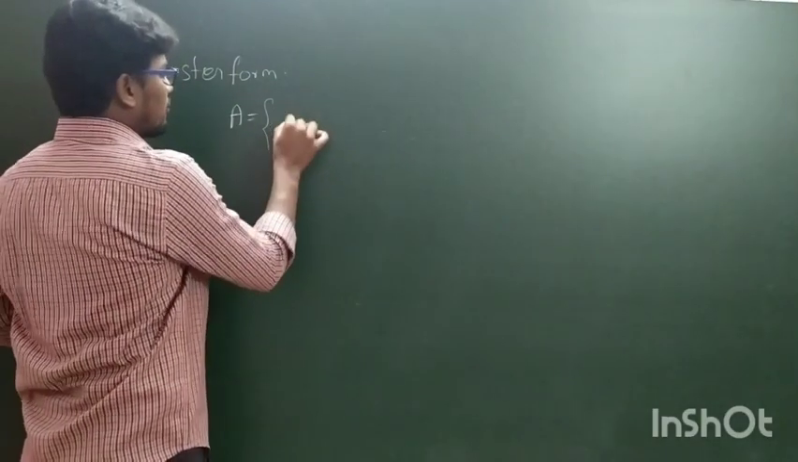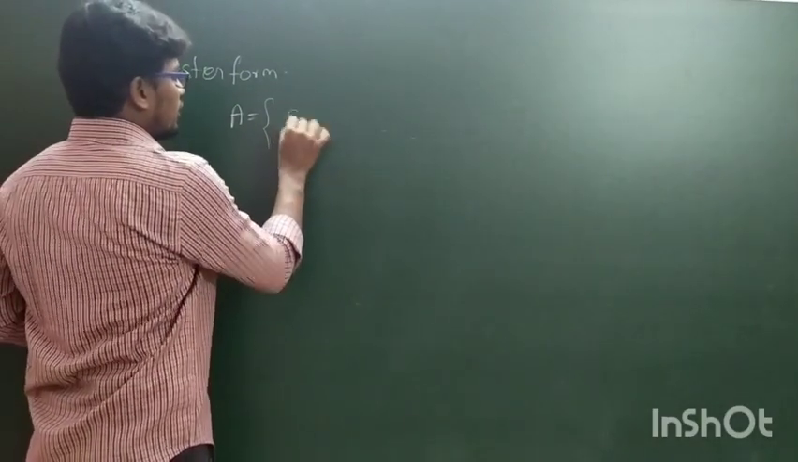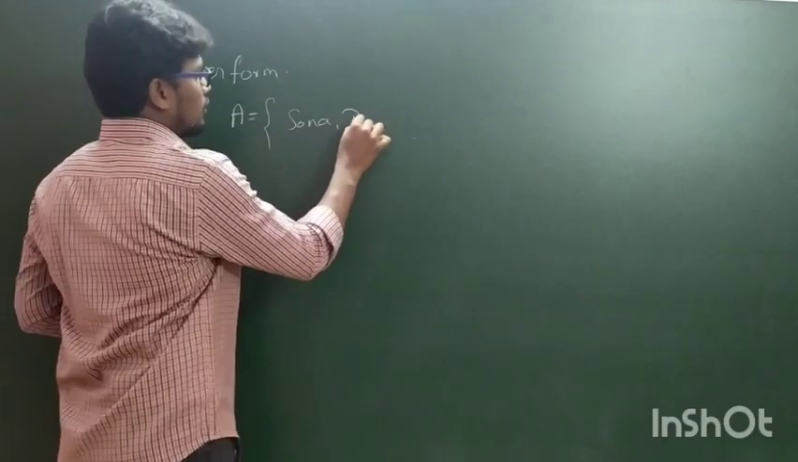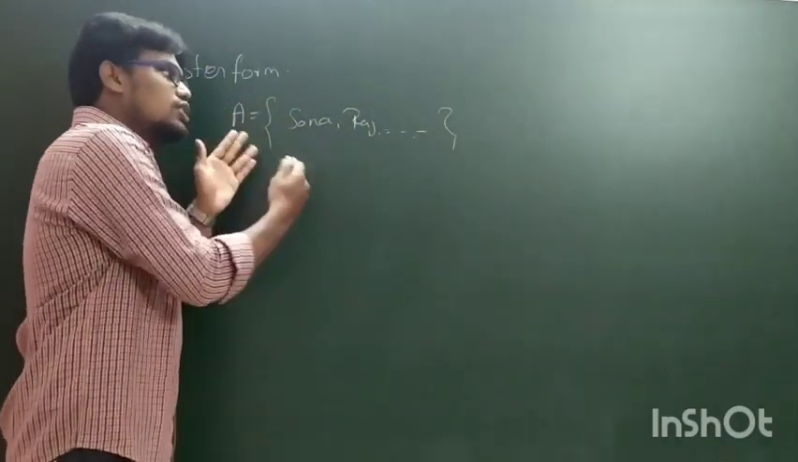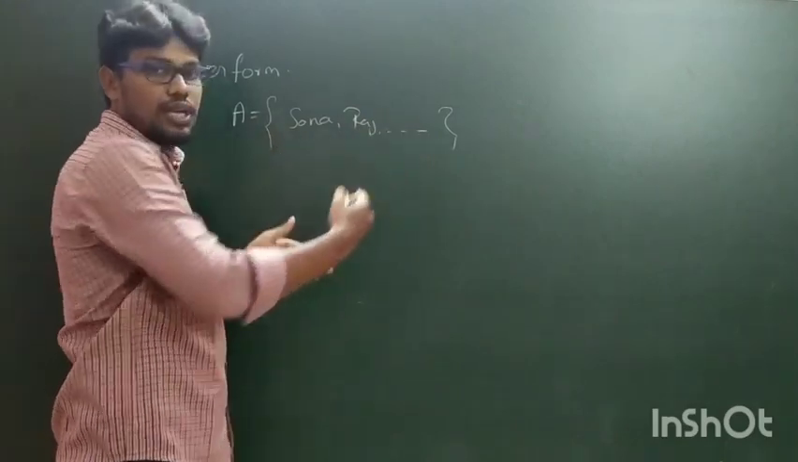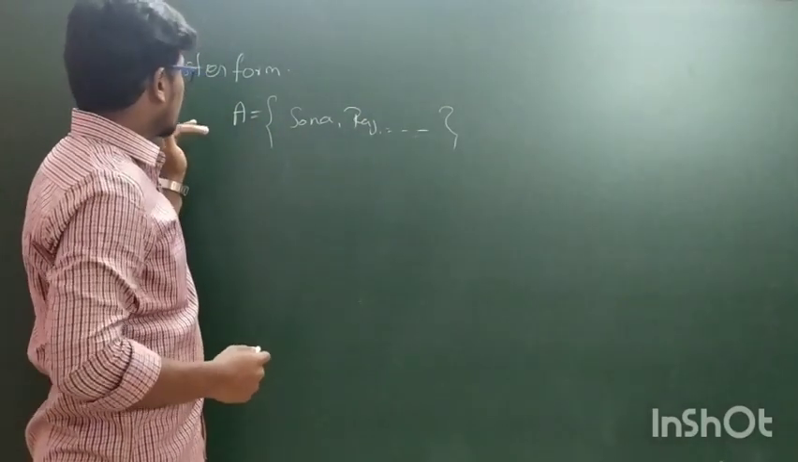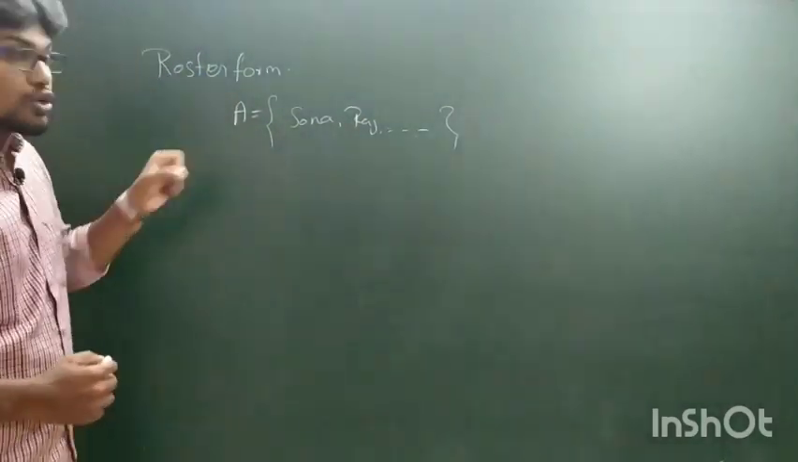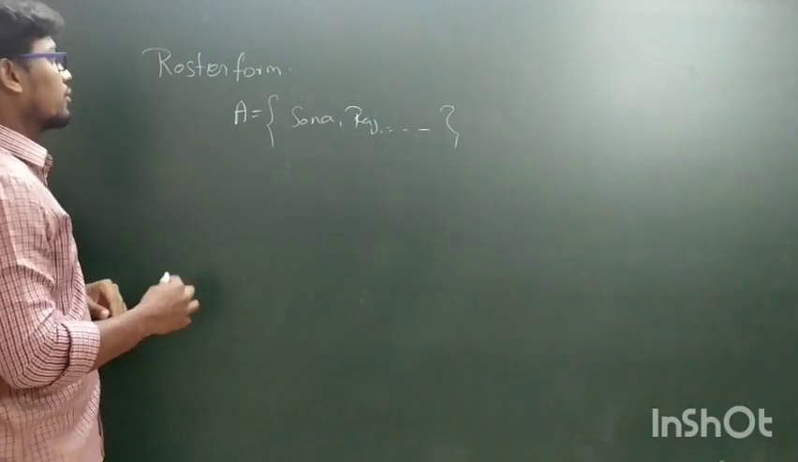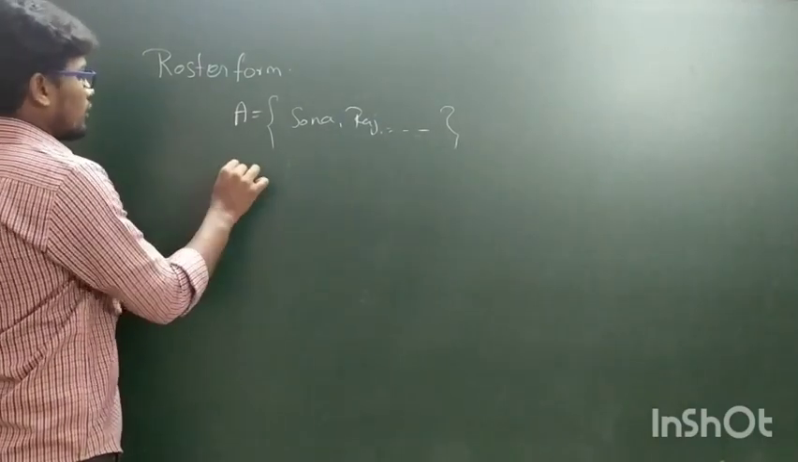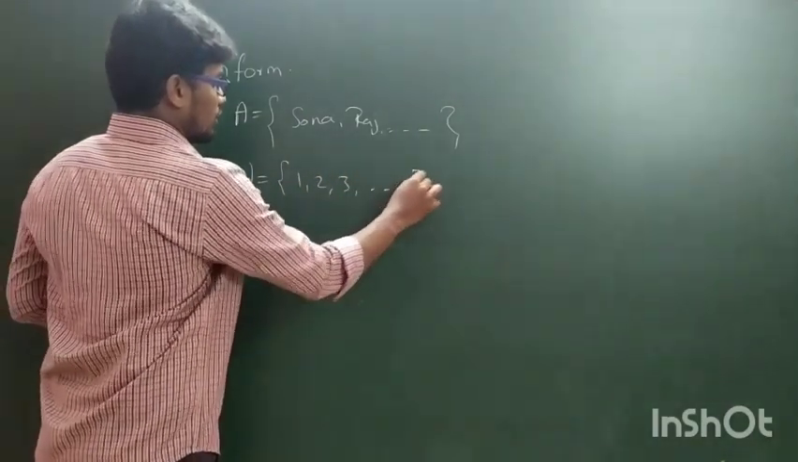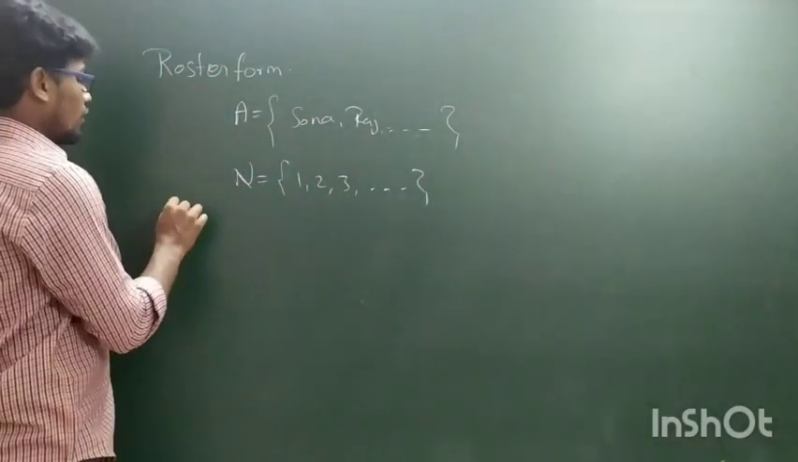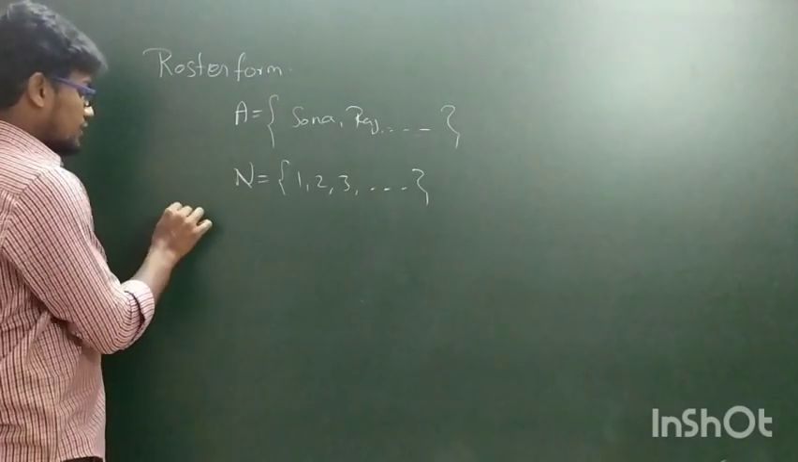That's all. For example, in our class, say Sona, Raj, so and so. We have to list all the students' names one by one. This way of writing a set is called the roster form. It's so simple. Say the set of all natural numbers means we will list the elements 1, 2, 3. Fine.